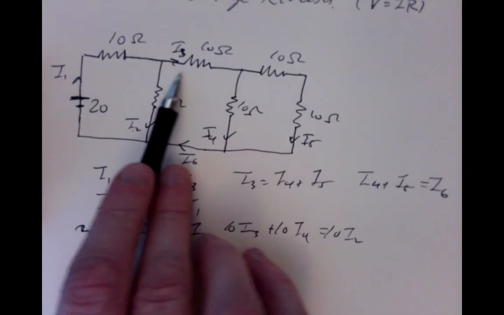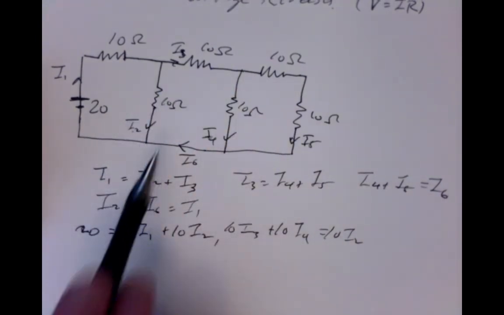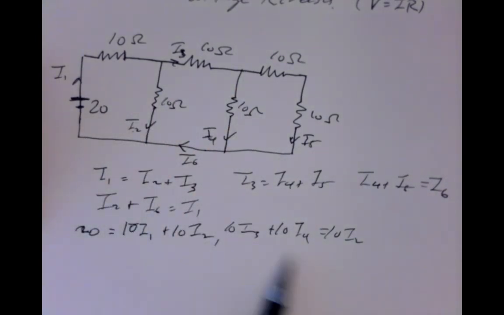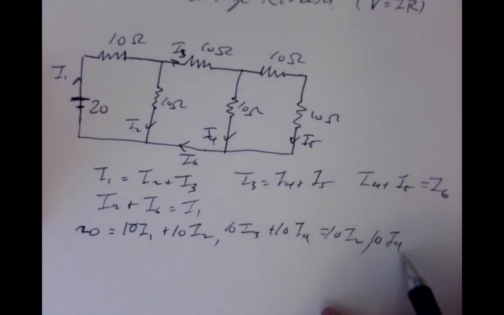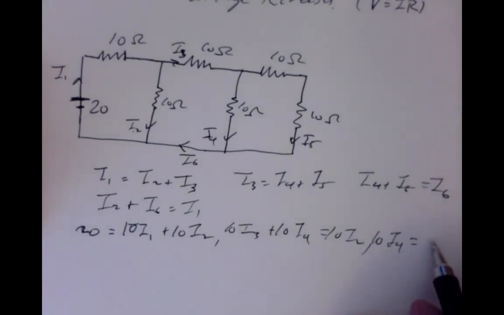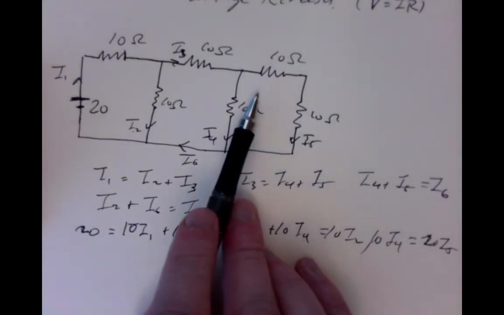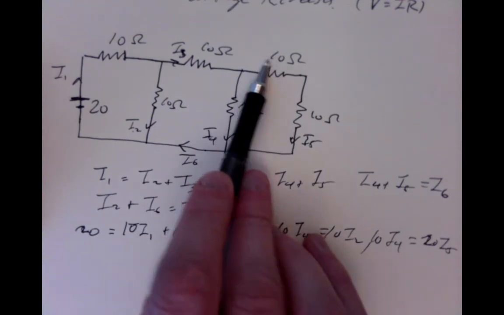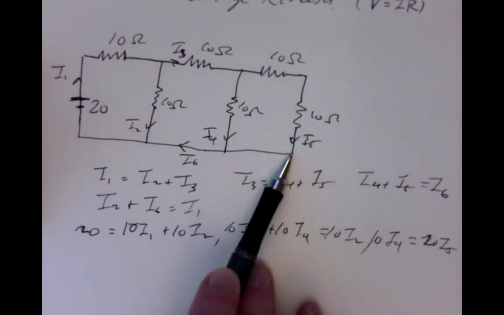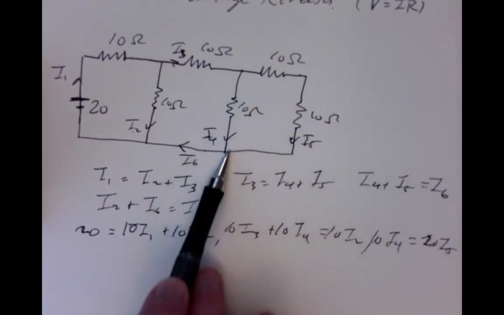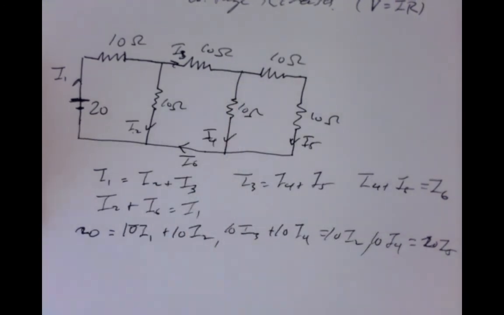So going around that way, I have to give the same answer, and that's going to be this law here. And then finally we have that 10 i4 equals 20 i5, which comes from this one here. You've got 20 there with the i5, and you've got a 10 here with the i4, and they have to match up to go around the loop one way or the other way.